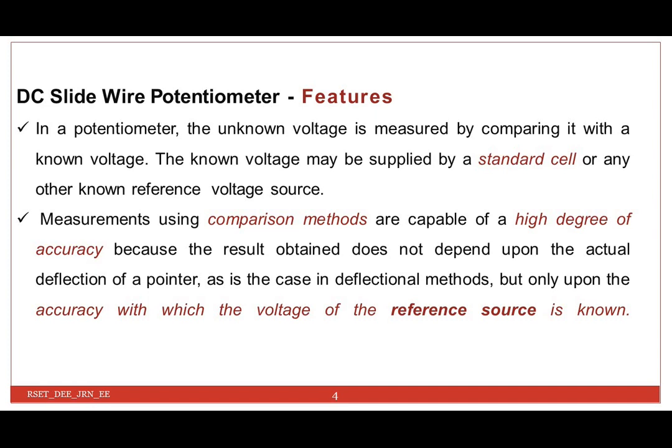Now, the standard features of the DC slide wire potentiometer: the unknown voltage is measured by comparison with a known voltage. The known voltage may be supplied either by a standard cell or by a standard reference voltage source. Measurements using comparison methods are capable of a high degree of accuracy because the result obtained does not depend upon actual deflection of a pointer, as in the case of deflection methods, but only upon the accuracy with which the voltage of the reference source or standard cell is known. So that's a very important thing. So the standard cell is very important for slide wire potentiometers.